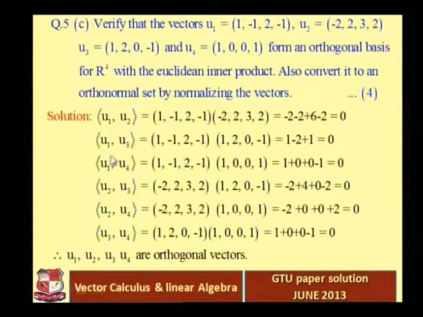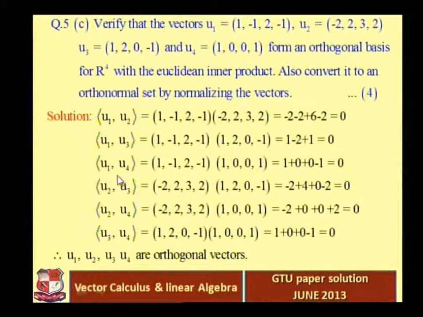Then inner product u1 u3. Now next we see inner product u1 u3, that is (1, -1, 2, -1) with u3 which is (1, 2, 0, -1). So 1 into 1 is 1, plus -1 into 2, that is -2, plus 2 into 0, that is 0, plus -1 into -1, that is plus 1, so that is also 0. So inner product u1 u3 is equal to 0.